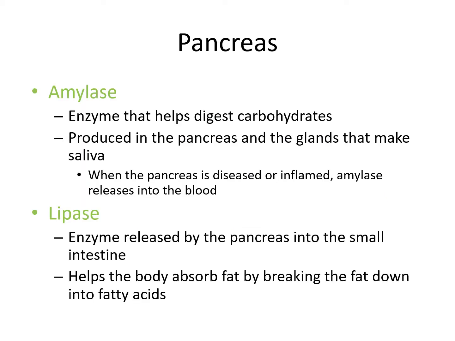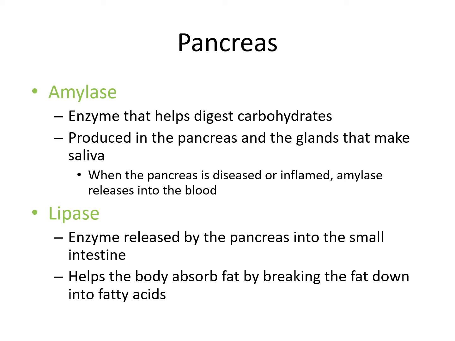So taking a look at the pancreas, remember it does more than produce just insulin. So here we're actually going to look at digestive enzymes. Amylase, remember, is the enzyme that helps us digest carbohydrates, and this is produced in the pancreas as well as in the salivary glands. Now when the pancreas is diseased or inflamed, we'll actually see amylase levels increase in the blood.